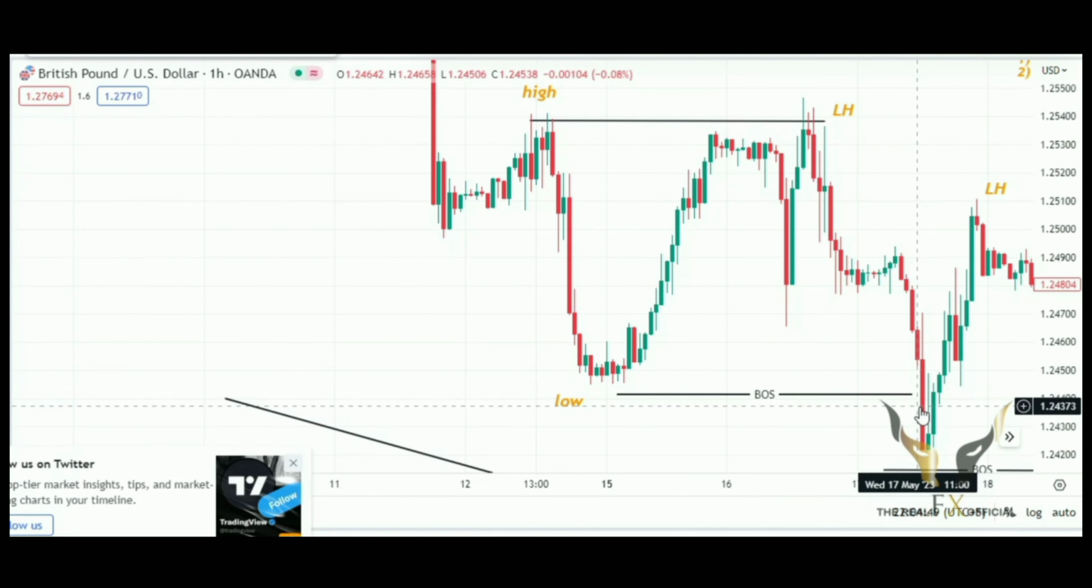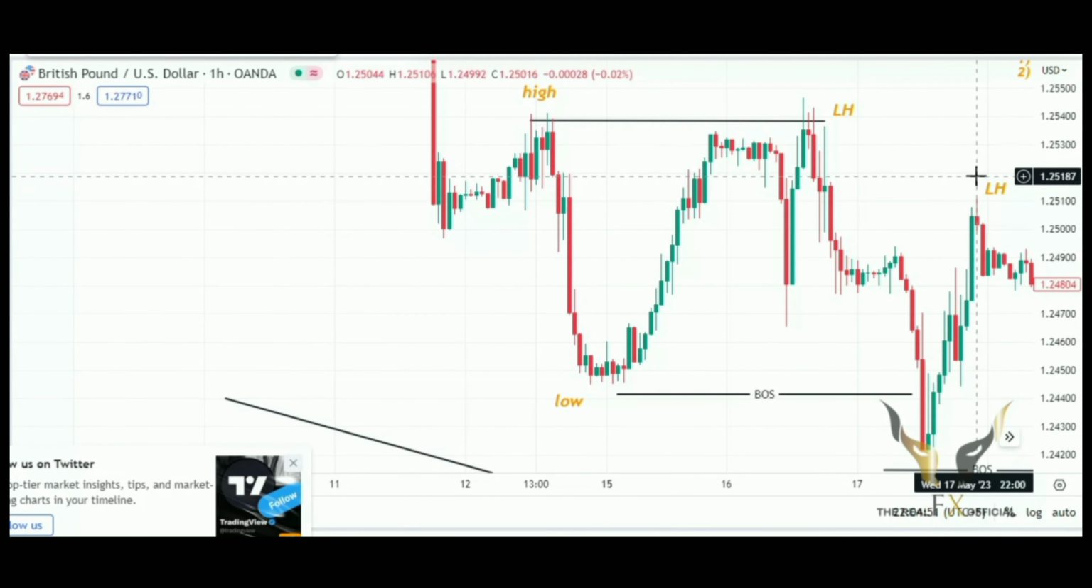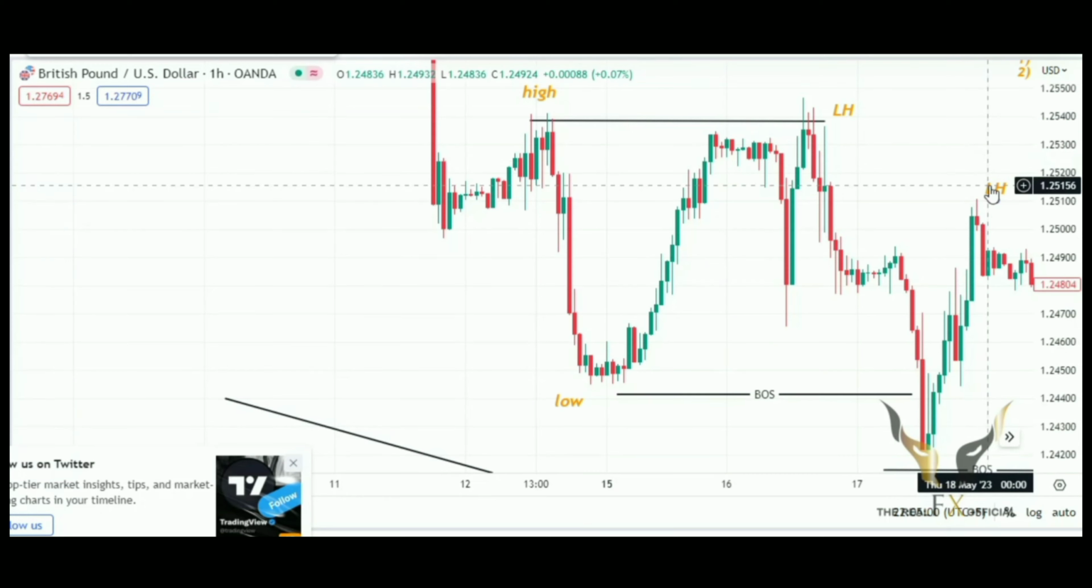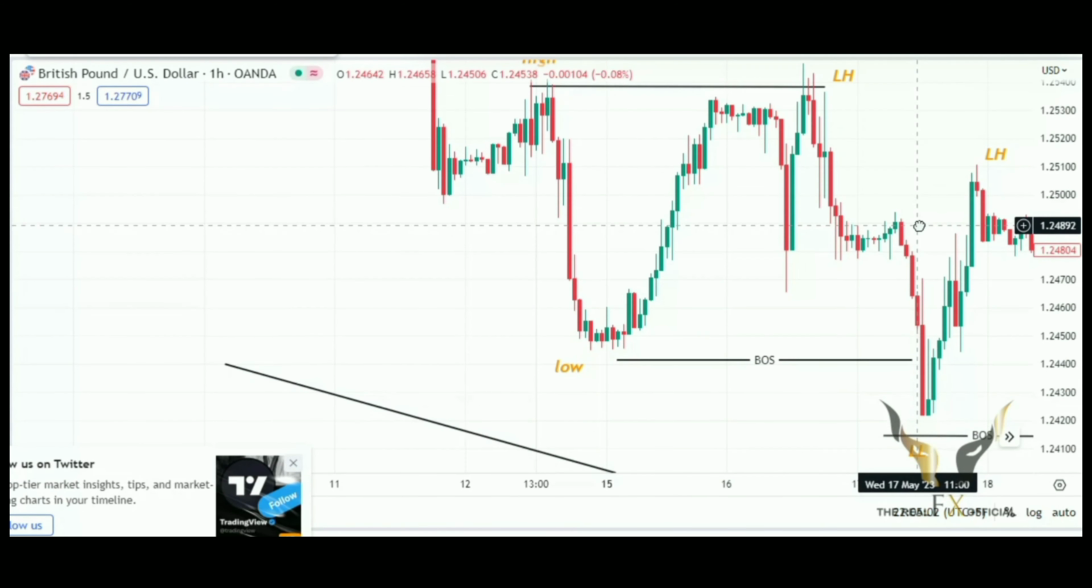So now the price has impulsively pushed to the upside, created another lower high. Why is this known as the lower high? Just because this is lower than this high, okay, so it is known as the lower high. And why is this area known as lower low?